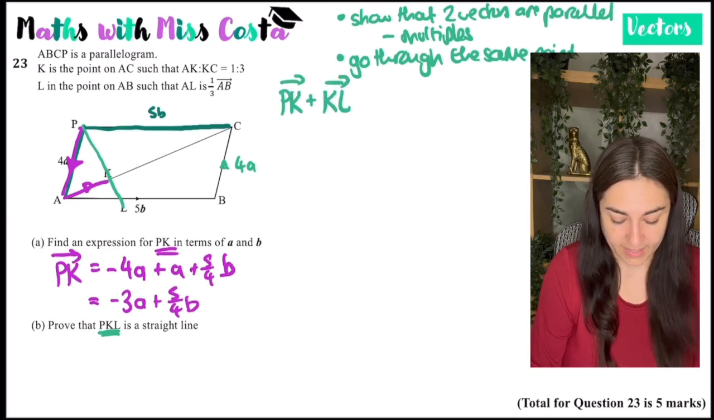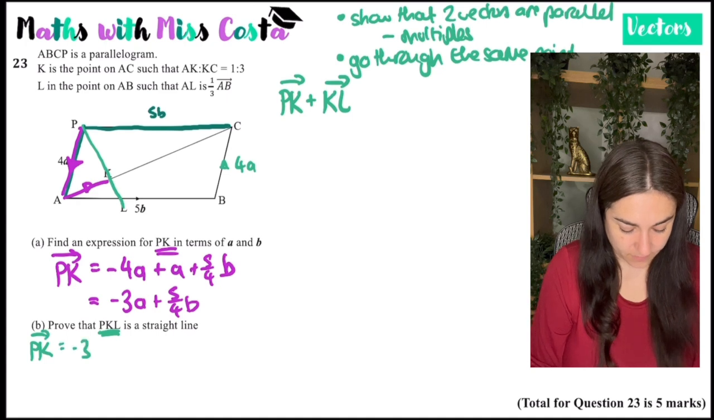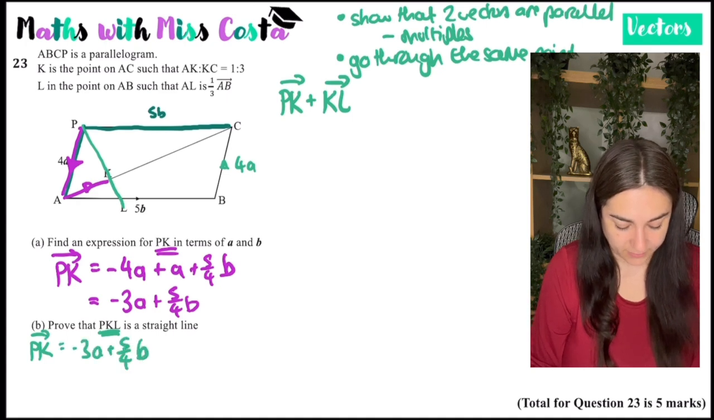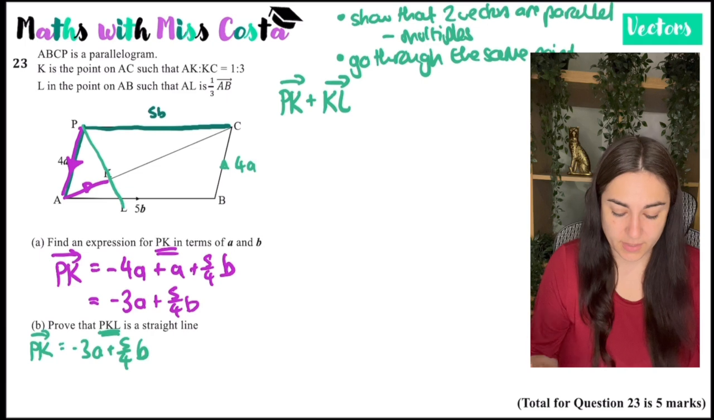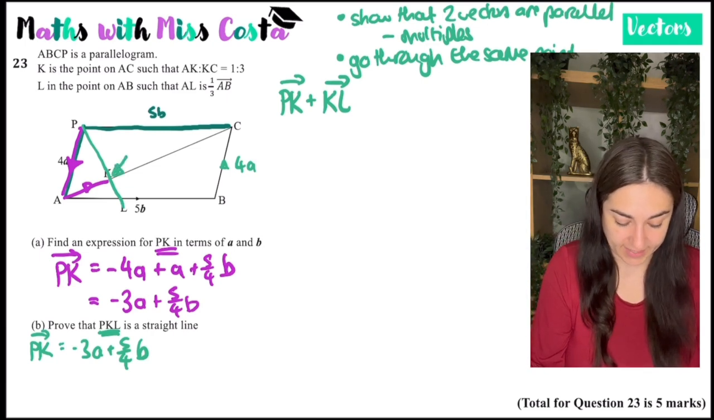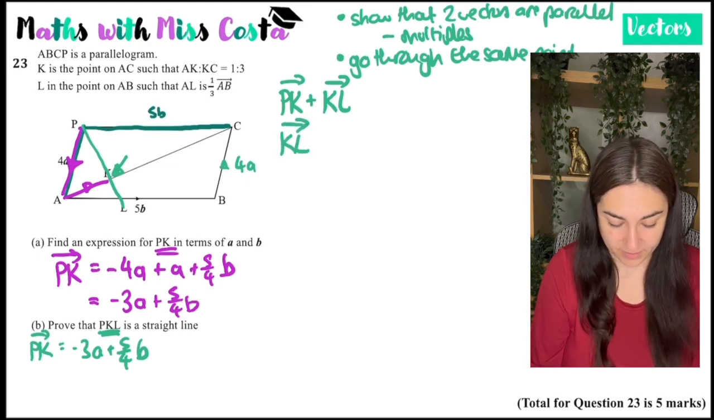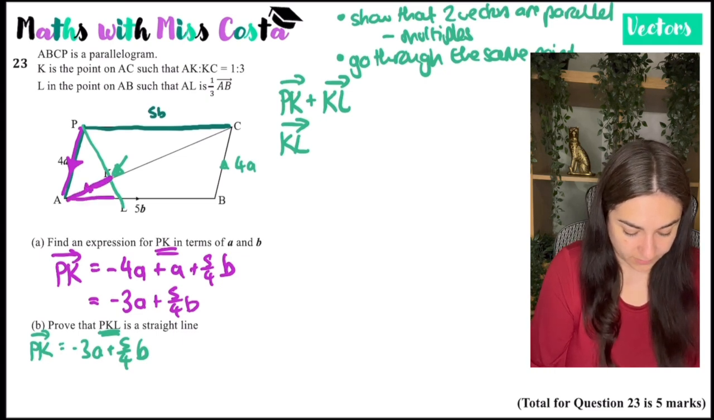It's made up of PK plus KL. So I know that the vector PK is minus 3A plus 5 over 4B. So if I can find out what the vector KL is and show that it's a multiple, then it's two vectors that are parallel and they go through the same point, which is K. So let's have a think about how I could work out what KL is. So how do I get from K to L? Well, I would do this route plus this route.